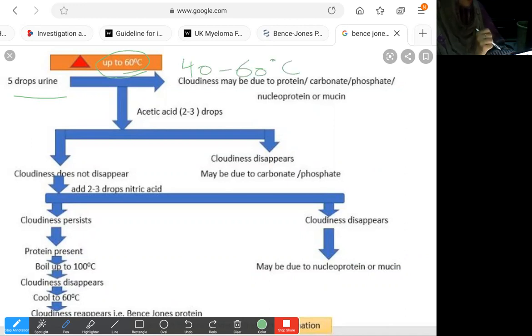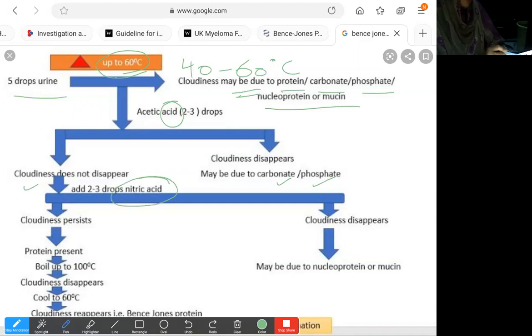Other proteins will precipitate at a higher temperature, between 60 to 80. But the cloudiness in most urine samples may be due to proteins, carbonate, and phosphate, or even nucleoproteins or mucin. So to differentiate them, we need to acidify the urine. We add acetic acid, 2 to 3 drops, and if the cloudiness disappears, then we can confirm that it was due to carbonate or phosphate. But if the cloudiness does not disappear, we can add nitric acid.